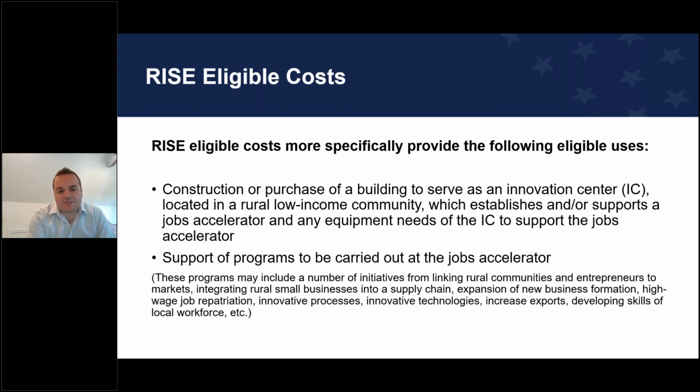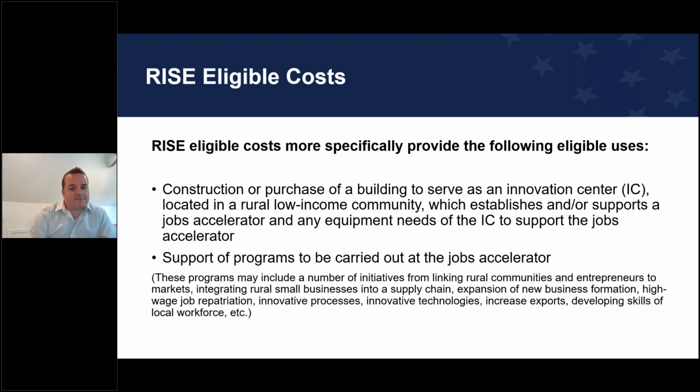So giving you some more specifics, construction or purchase of a building to serve as an innovation center is eligible. If you're doing that, constructing or purchasing a building for the innovation center, then that innovation center must be located in a rural low-income community, which establishes and or supports a job accelerator, and then also any equipment needs of the innovation center to support the job accelerator. We can allow an innovation center to be in an urban area, but they must serve a rural region as defined earlier. And we cannot allow construction or acquisition of a building for the innovation center in an urban area. So we've had that question pop up.